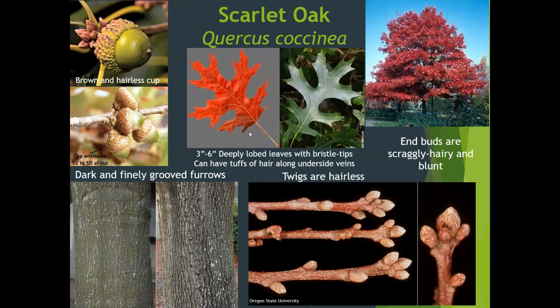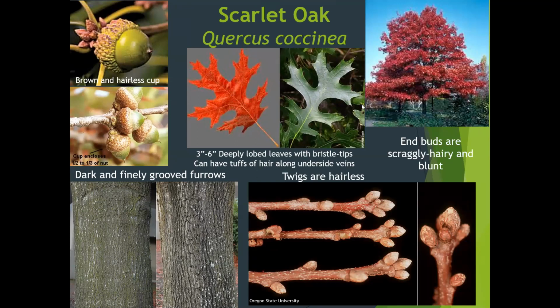Scarlet oak. So this is also a red oak, but the difference between these leaves is that it's deeply lobed. So those sinuses go deeply towards the midrib. They're still U-shaped, but they go much closer to the center of the midrib. They're 3 to 6 inches long, and they still have those bristle tips. So it's in the red oak family.